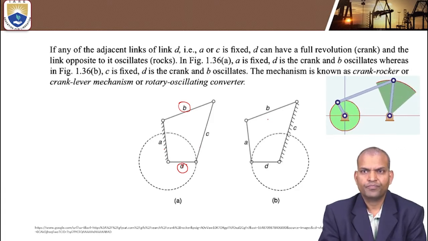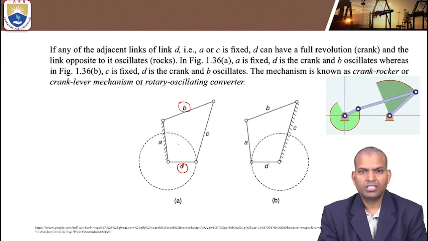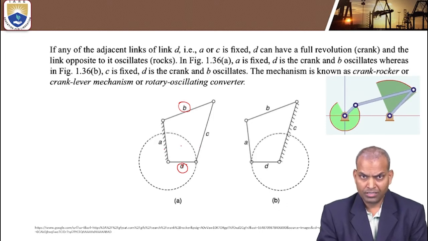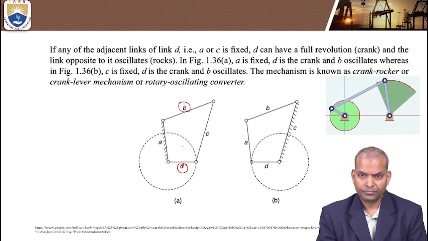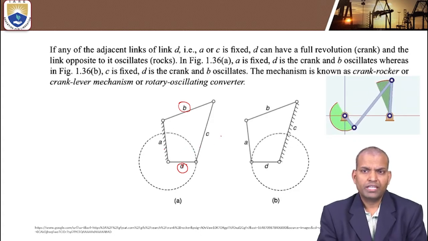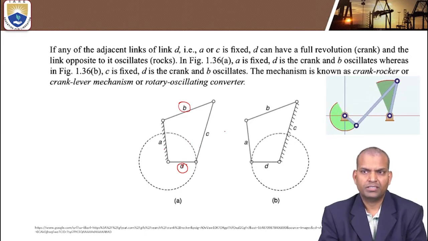Okay, it oscillates. So B can't be rotated because we fix the shortest link beside it. But the shortest link can be rotated and acts as a crank. If it acts as a crank, it rotates completely, one full revolution. That's why it is called a crank rocker or crank lever mechanism or rotary oscillating converter.